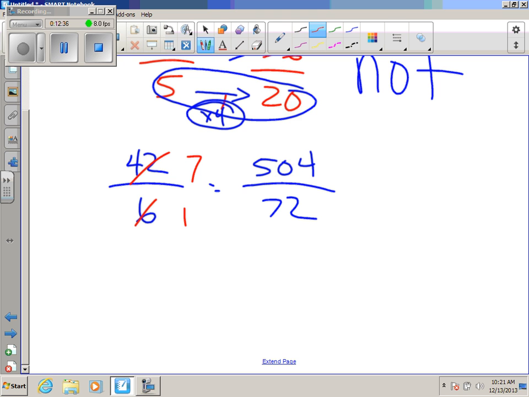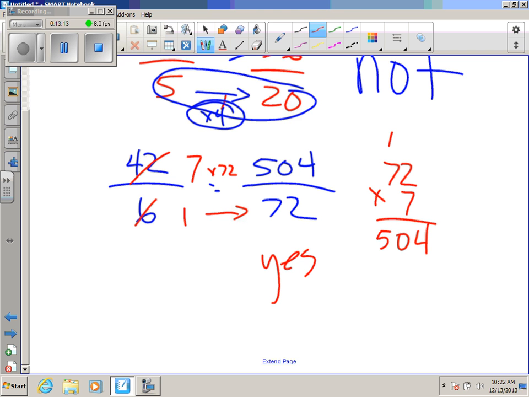Okay. Now, I can take this right here. I have enough information right here to test a relationship if I want. If I say 1 to 72 is times 72, I could test it right here and say, you know what? If this is going to work, 7 times 72 has to get me what? 504. 490 plus 14. Did I get my 504? Yes, I did. Therefore, they form a proportion. That's just one way.